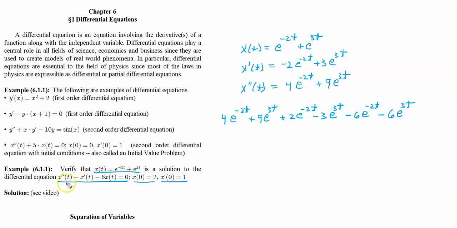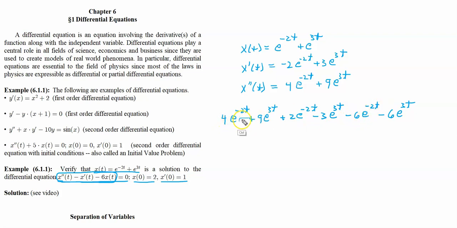And there we go. That is the left-hand side of the equation right here. And we just need to verify that that's equal to 0. So we just need to add up these terms and show that we get 0. So let's see, if we look at the e to the negative 2t terms, we see we've got 4 and 2, that's 6 of them, and they cancel with this negative 6 e to the negative 2t right here.